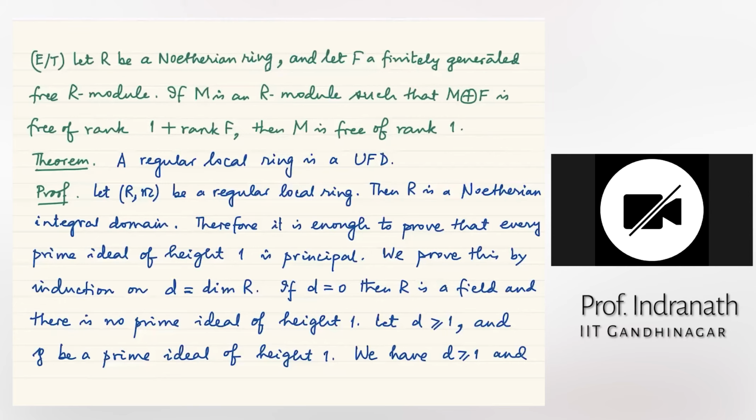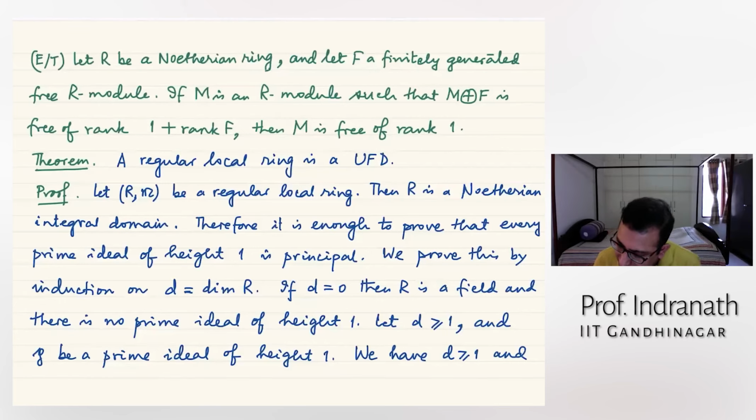Anyway, here you have the domain, and so it is enough to prove that every prime ideal of height 1 is principal. You know that this is the condition for proving that it's a UFD. We prove this by induction on the dimension of the ring. If the dimension D is 0, then it is a field, and there is no prime ideal of height 1, so it is vacuously satisfied. Now assume D is greater than or equal to 1, and P is a prime ideal of height 1.